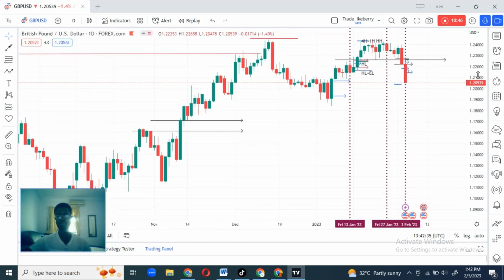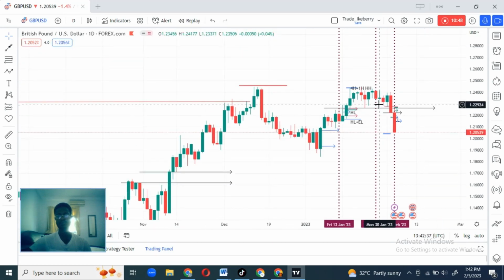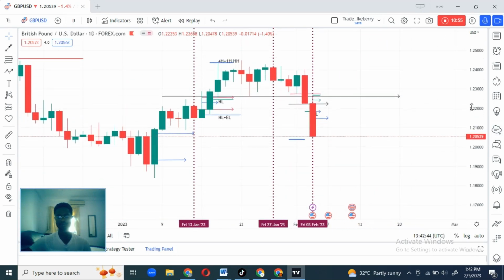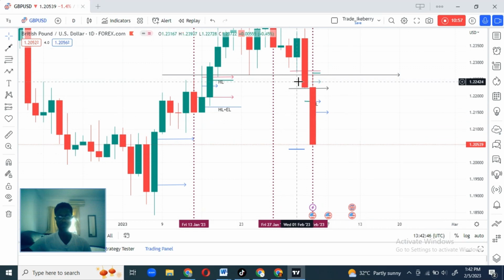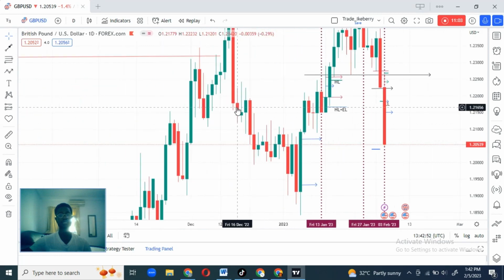So when you check on the daily time frame, you realize that there's a weekly imbalance. The daily imbalance is right here. Let me zoom in for you guys to see very well. So there is a weekly imbalance, there's a daily imbalance here, there's another weekly imbalance, and then we have the 4 hour and the 1 hour imbalance too over there.